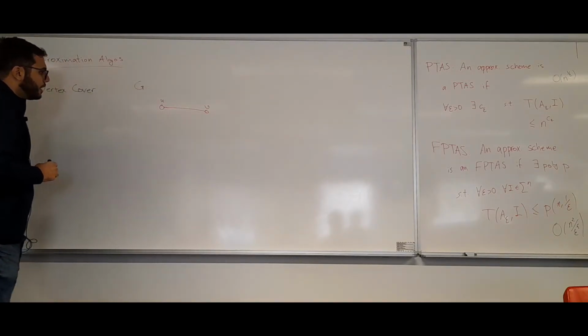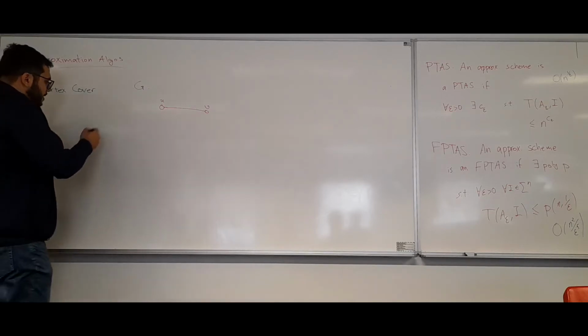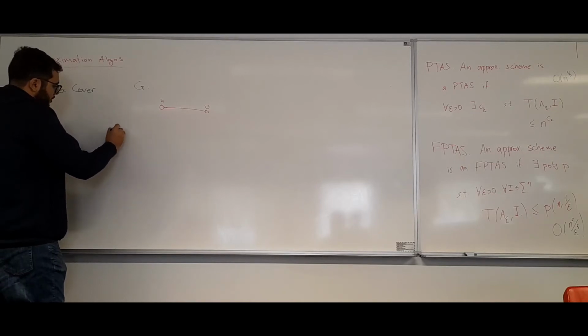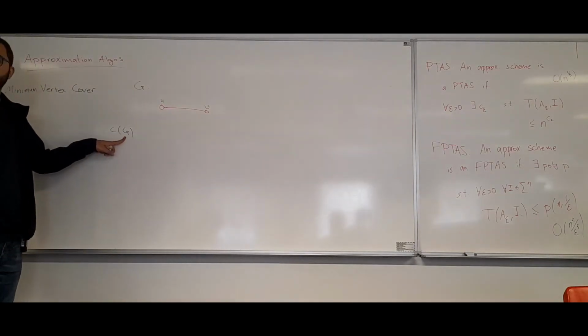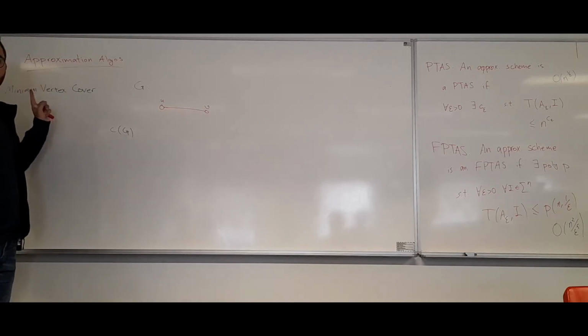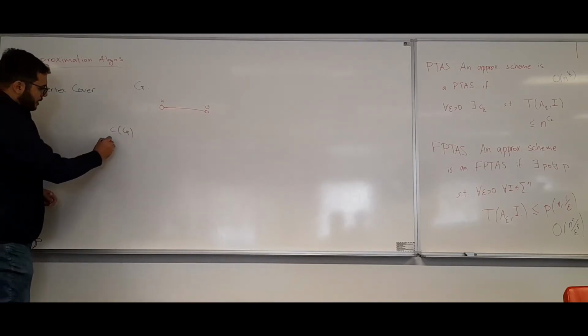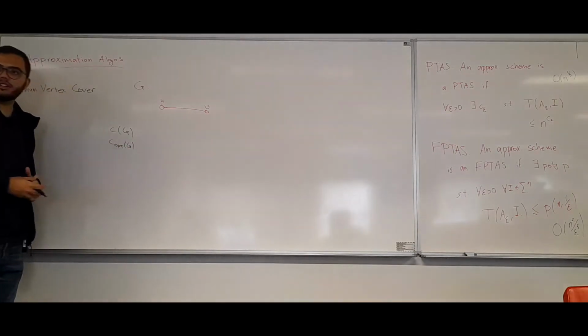What am I doing? Let's say that my algorithm gives me some cost. I'm just going to write C of G for the cost of my algorithm over the graph G. So C of G is just the number of vertices in my vertex cover using this very simple algorithm. And I also write C opt of G for the optimal one.